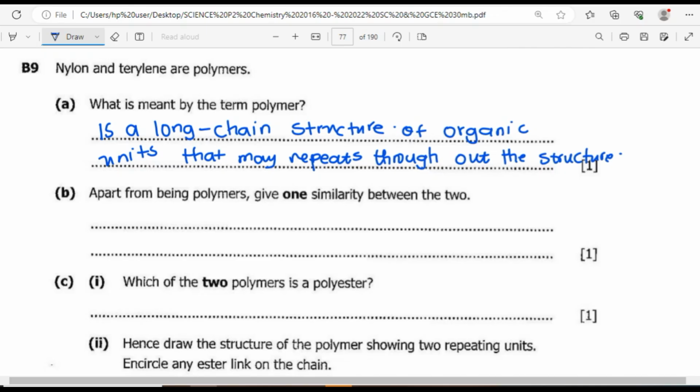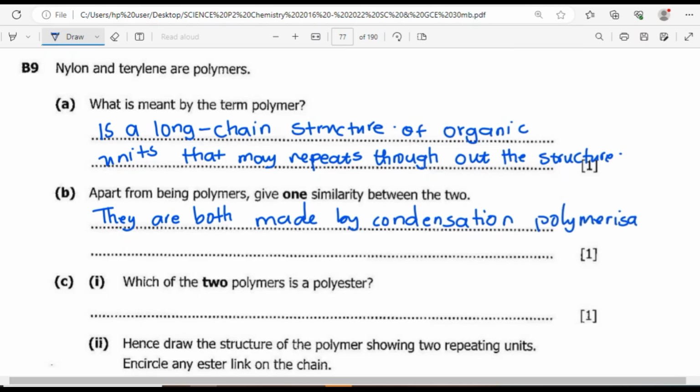Now, apart from being polymers, give one similarity between the two, between nylon and terylene. So we can see that they are both made by condensation polymerization. So that's a similarity, meaning during their formation, water is also formed. So nylon is a condensation polymerization, so is terylene.